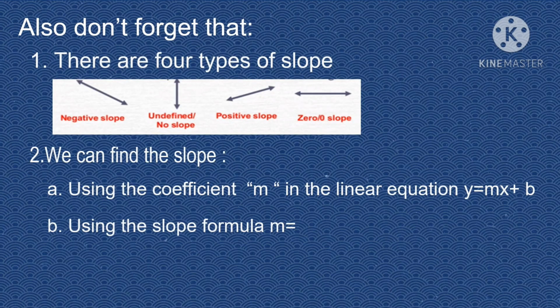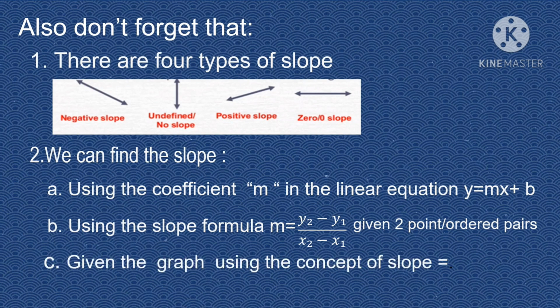Letter B, using the slope formula m equals y sub 2 minus y sub 1 over x sub 2 minus x sub 1. This is given 2 points or ordered pairs. You can also find the slope given the graph using the concept of slope, which is rise over run.